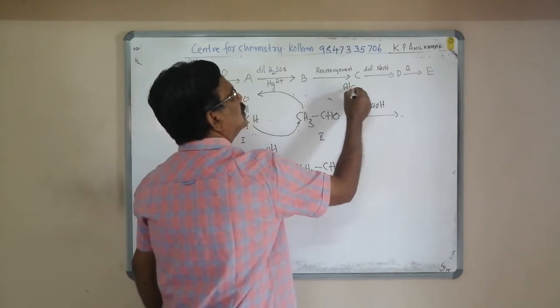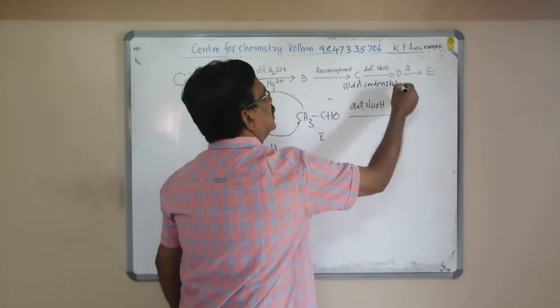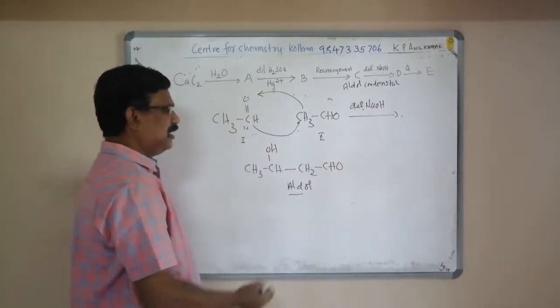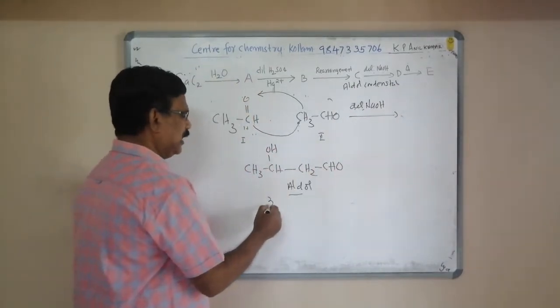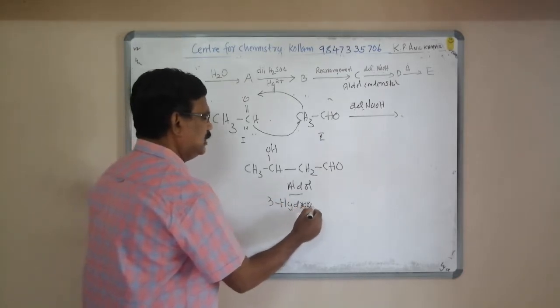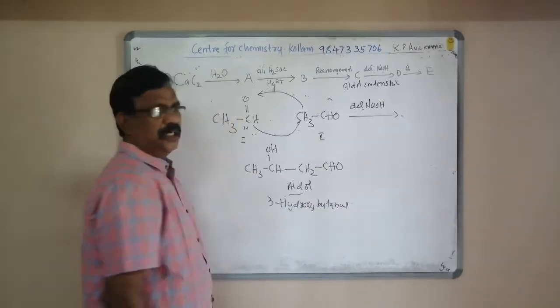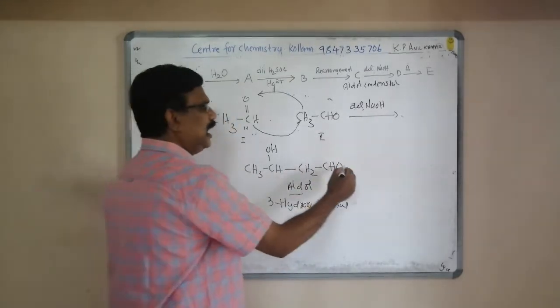C to D is aldol condensation reaction. So this is the answer: 3-hydroxybutanal is the aldol. So aldols are highly unstable.